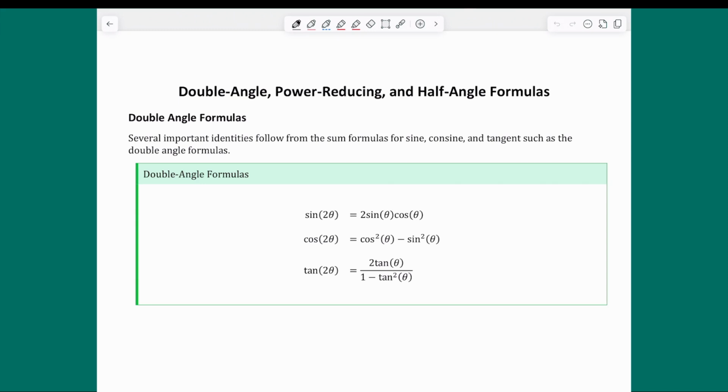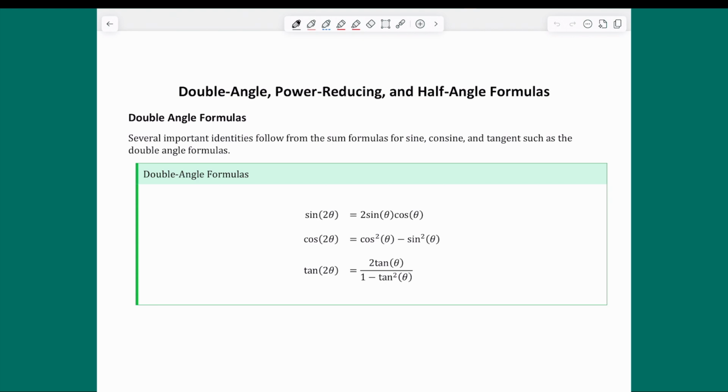Okay, so we're going to talk about the double angle, power reducing, and half angle formulas. First, we'll start with double angle formulas. Several important identities follow from the sum formulas for sine, cosine, and tangent, such as these double angle formulas. The first one we see here is sine of 2 theta equals 2 sine of theta cosine of theta.